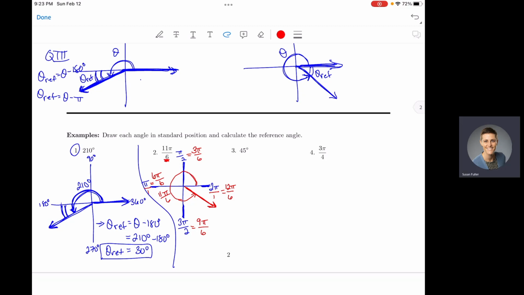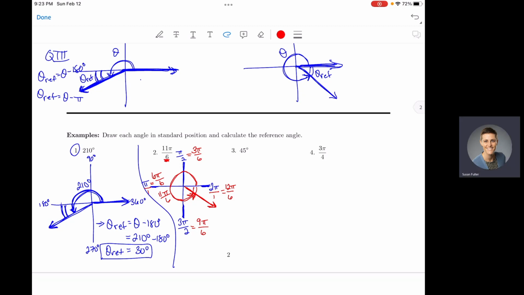So that's how big our original angle is. 11 pi over 6 rotates into quadrant 4. So where's our reference angle? Because that's what we need to find. Reference angle is right here. Small angle between the terminal side and the x-axis. How big is that?